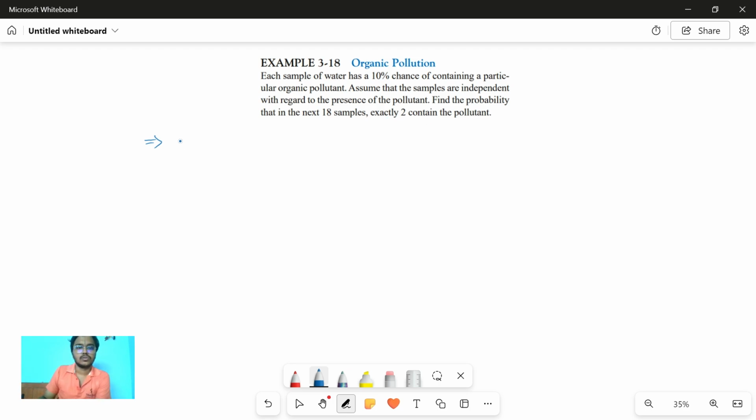Each sample of water has a 10% chance, right? So 10% chance means the success probability is 10 by 100, which is 0.1. So this is the success probability, p. So q is 0.9, because both add to 1. Now, in 18 samples, exactly 2 should contain the pollutant. 18 should be n, and exactly 2 contain the pollutant, so the x value should be 2. That's so simple. What they're trying to calculate is P of x equal to 2, right?